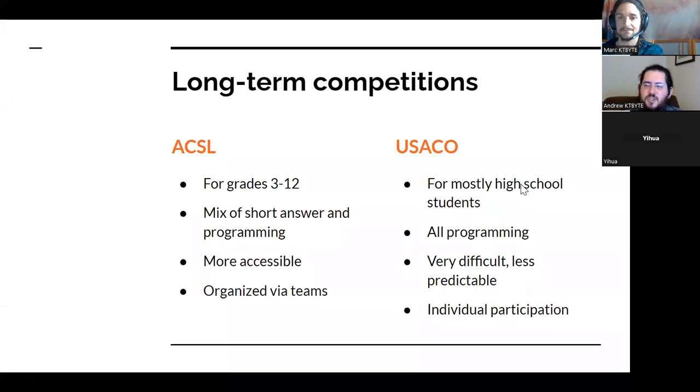USA Computing Olympiad is definitely intended for high school students. It's probably the most difficult of all the contests we're talking about today. It is completely programming tasks, although there's often a lot of logic and planning you have to do before you start programming. So it is important to still be well-rounded, but the task only takes one form. So you have to get good at that form.